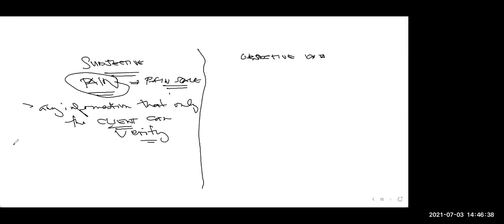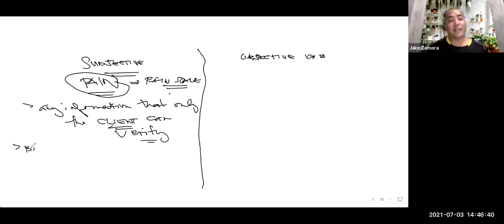Yes, sir. Okay. What are the other information? Biographical. Now, biographical information, actually, these are subjective. Nandiyan yung name, nandiyan yung age, nandiyan yung religion, nandiyan yung occupation. Okay. These are subjective information, guys.